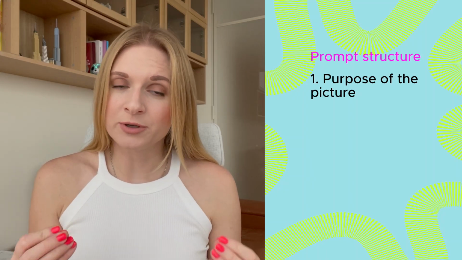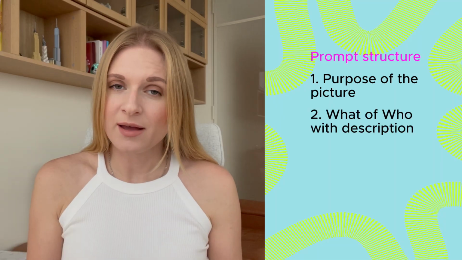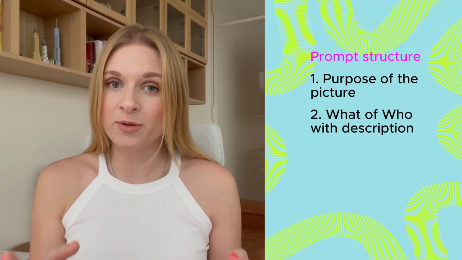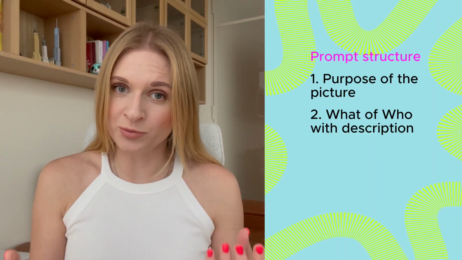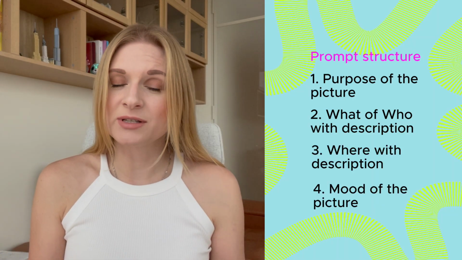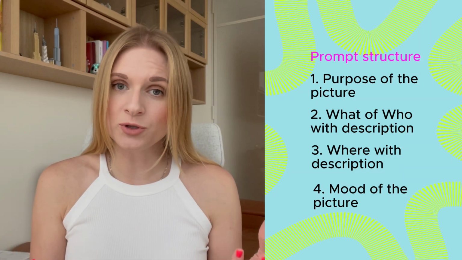So if you need something specific for your purpose, for your brand, you need to show the AI model exactly what you need. I suggest to use the following prompt structure. First, we describe our purpose. For example, we are creating ads. Then we describe what or who is going to be in the picture and describe this object. Then we describe where the action happens. We describe the surrounding and the mood of the picture.